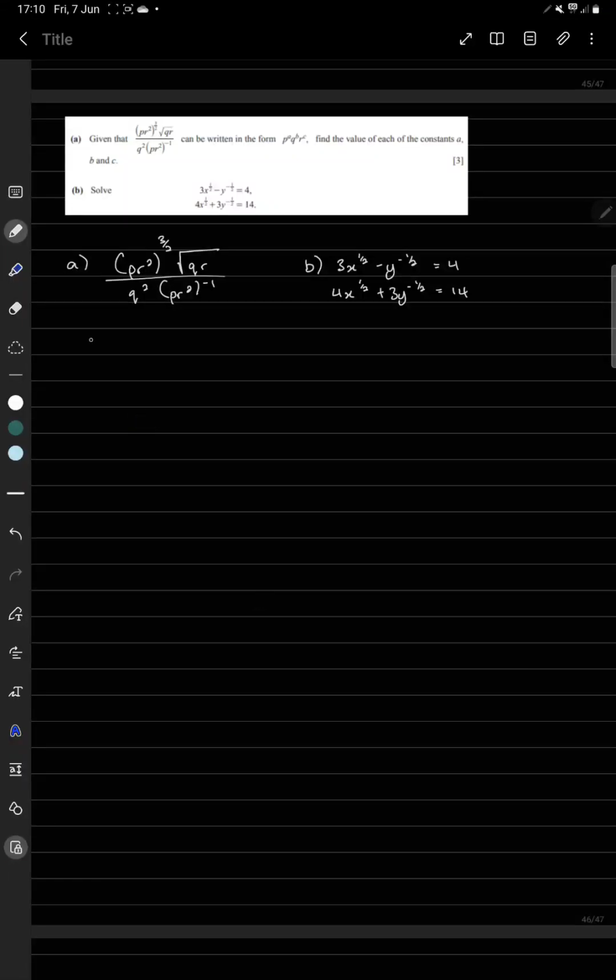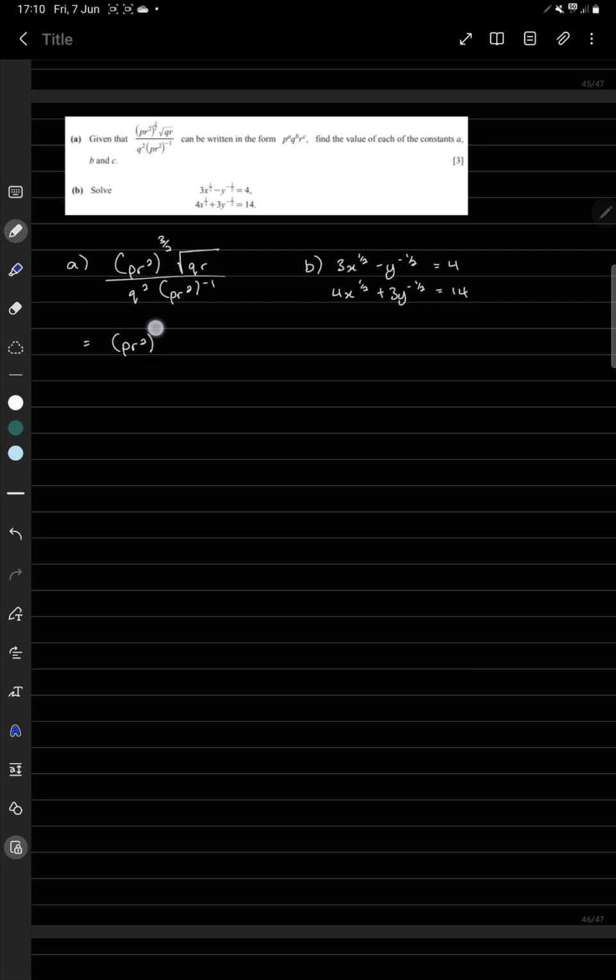Hello everyone. So we have the first question here. We are dealing with indices and we have quite a really big thing here going on. But fret not. What I want to do first is ensure that everything is in power form, index form, right? Right now QR is not in index form.